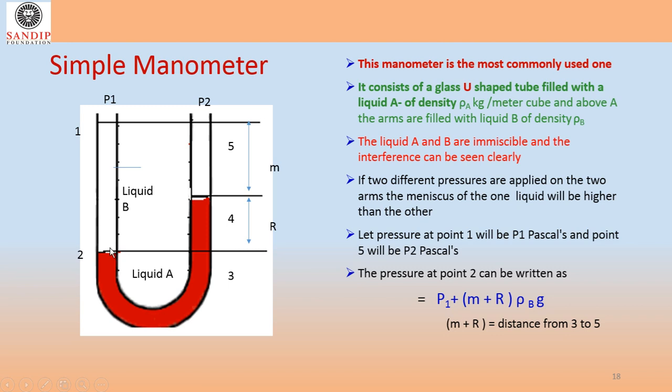Now the pressure at point 2 can be written as P1 plus M plus R. This M plus R is nothing but distance, the distance from 3 to 5, multiplied by rho B, the density of the liquid, and G, the acceleration due to gravity. Why have we taken rho B? Because liquid B is acting at point 2. So the equation at point 2 is P1 plus M plus R, rho B into G.